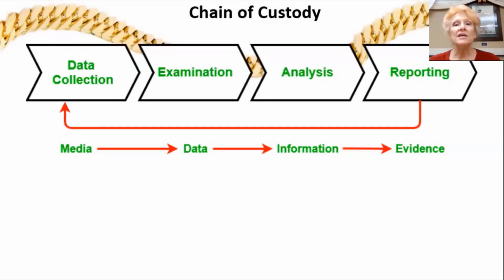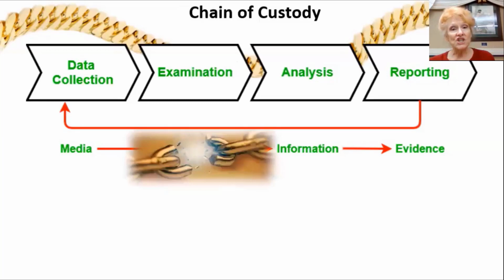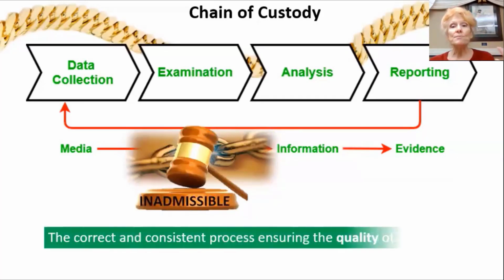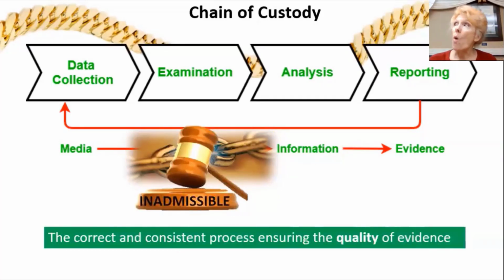This is how to record the custody of physical evidence in legal cases. I'm not asking you to do this. Just see that if any link is broken in that chain, the evidence may become inadmissible in court. Preserving the chain of custody is about following the correct and consistent process, ensuring the quality of evidence. That's what we want, right? Quality over quantity.